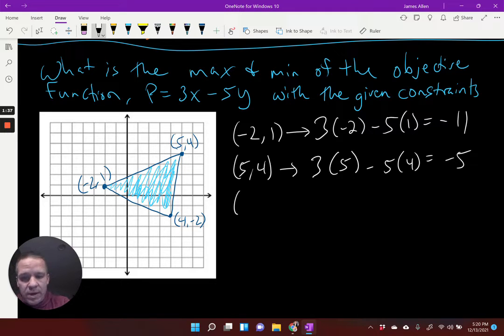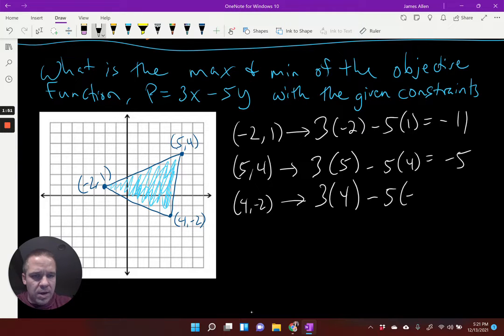And then we've got 4, negative 2. Okay. 3 times 4, and then we got 5, and then we got the negative 2 in for y. So here I've got 12. It looks like minus negative 10. So that would be 22.